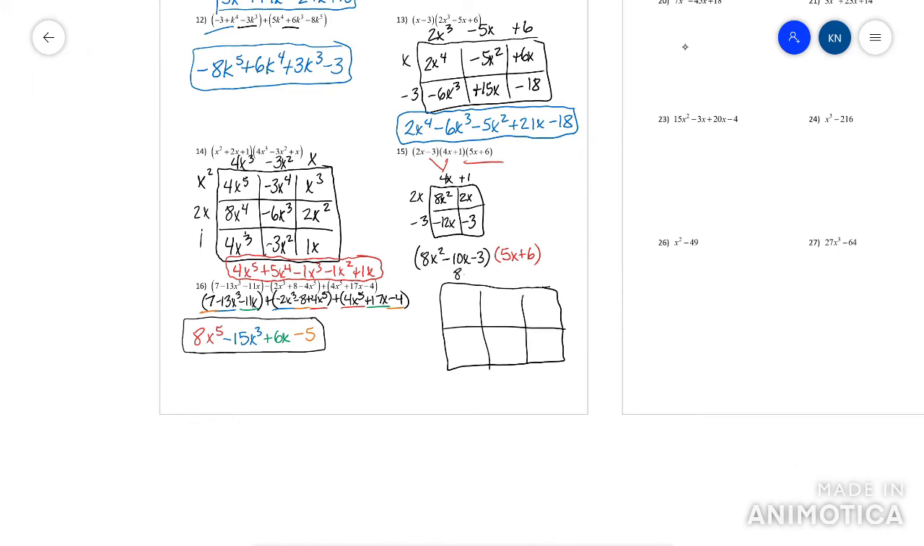All right, so 8x squared minus 10x minus 3, 5x plus 6, fill it in: 40x cubed, minus 50x squared, minus 15x, plus 48x squared, minus 60x, minus 18. Now just pay attention to your like terms as you write your answer. I've got 40x cubed. I combine these and get minus 2x squared. I combine these and I get minus 75x. And then I've got minus 18. So that would be my answer.